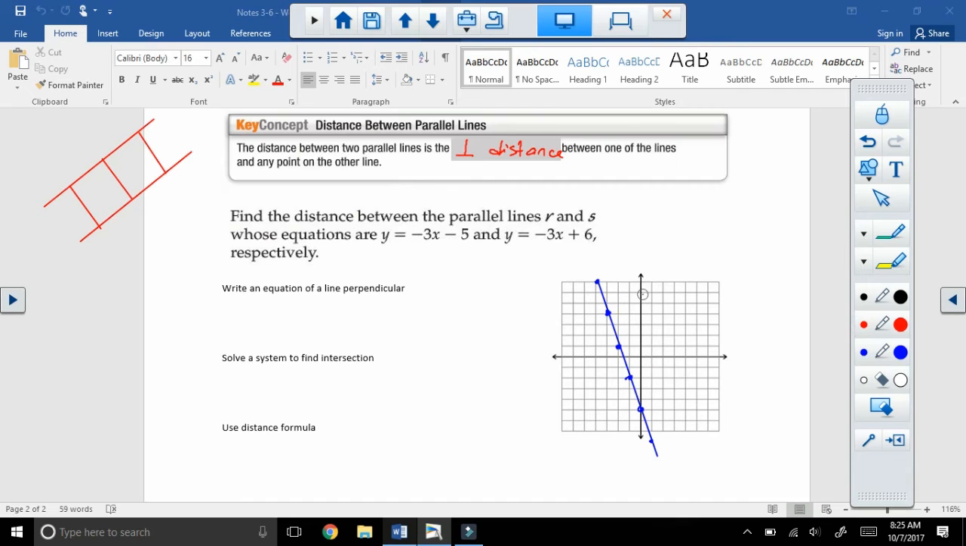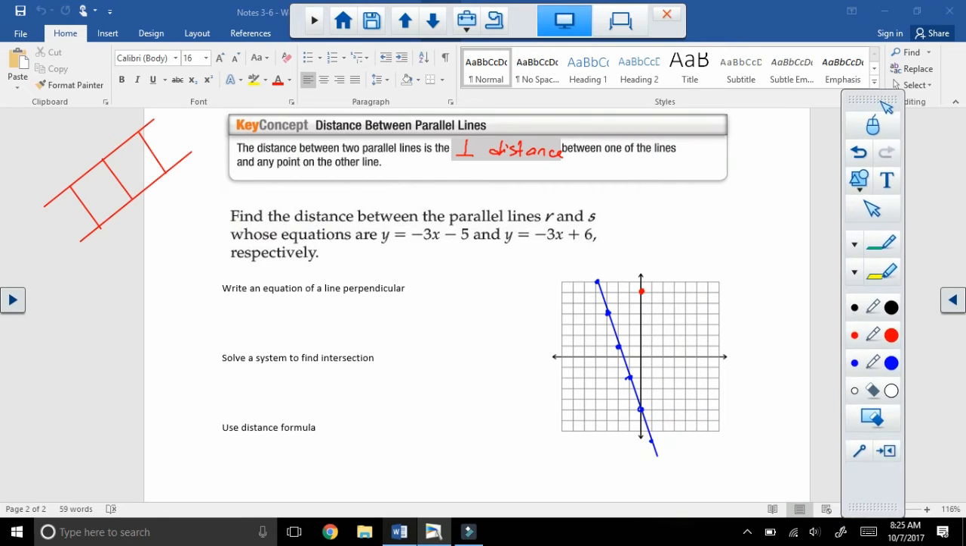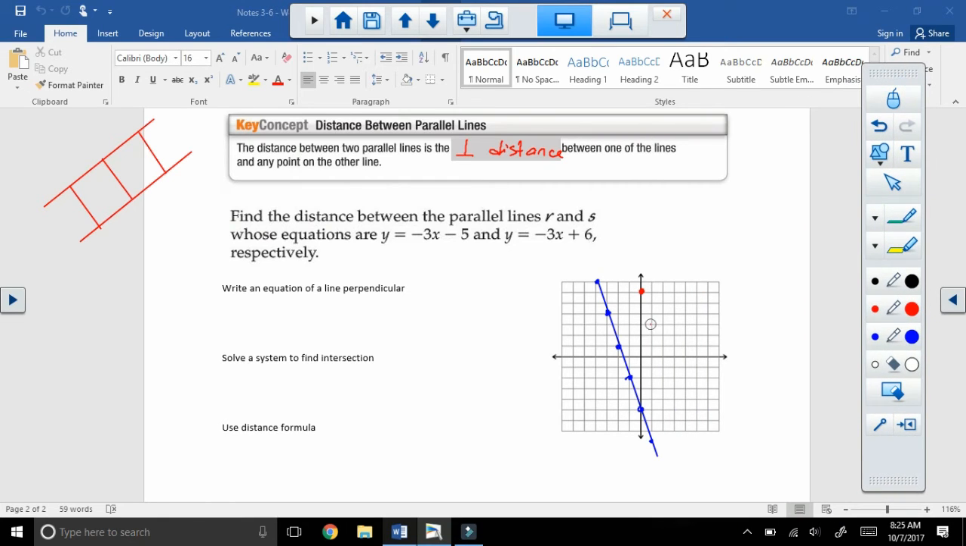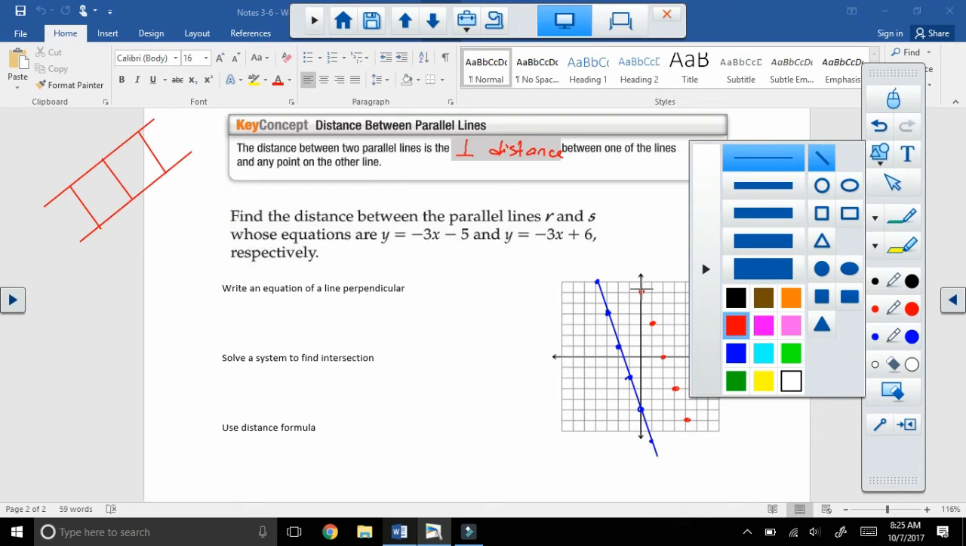Again, these have the same slope, so that's one way that I know that they're parallel. And I'm just going to extend this down. I don't know why this does this. Sometimes it just kind of jumps over when I'm graphing these points. Not quite sure why. And I'll do that line in red also.